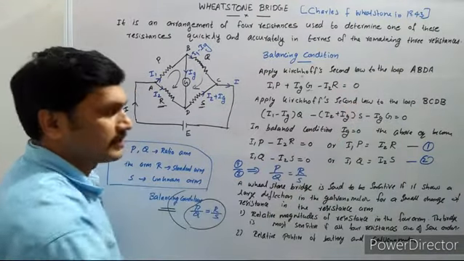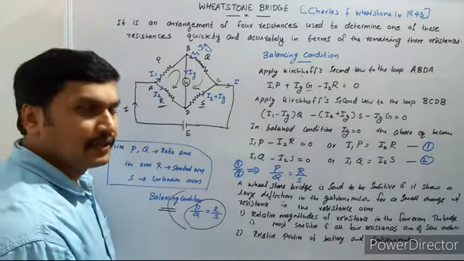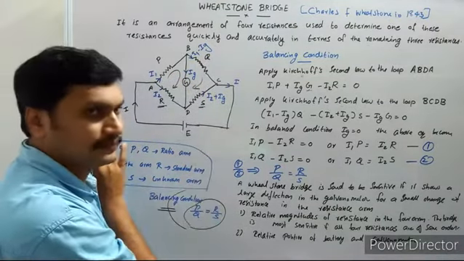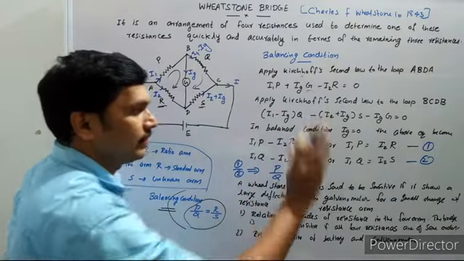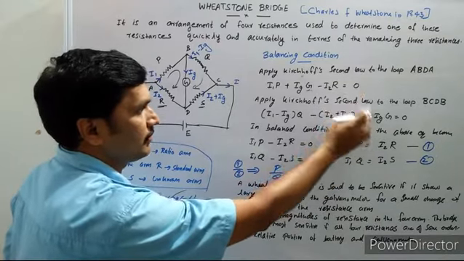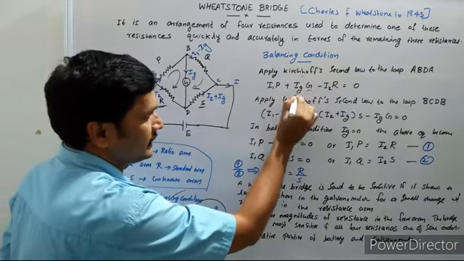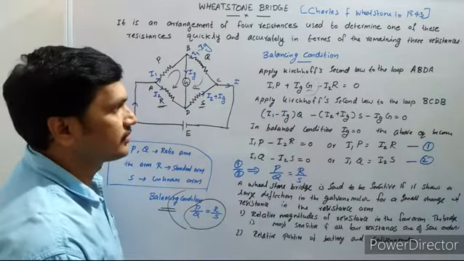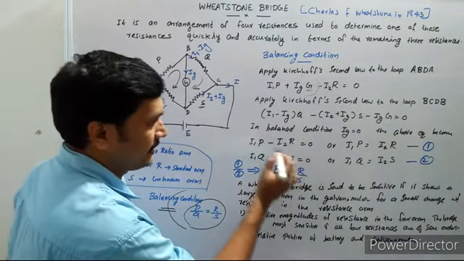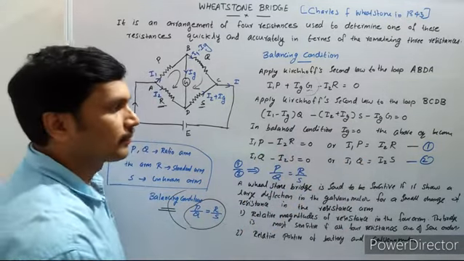Now we have these two equations. Suppose we adjust the value of resistance R and make the current Ig equal to 0. That is, the bridge is balanced. In the balanced condition, Ig is equal to 0. Now substitute Ig equal to 0 in these two equations. In the first equation, the second term comes to 0 because Ig is equal to 0. So I1P minus I2 into R is equal to 0. Take this to the right side: I1P is equal to I2 into R. Call this equation 1.